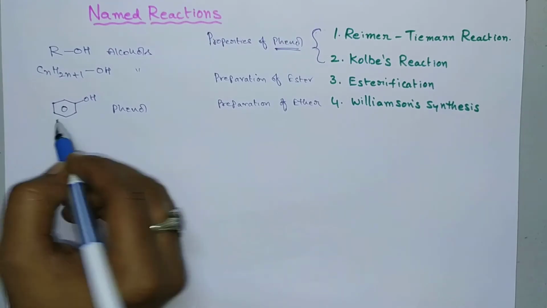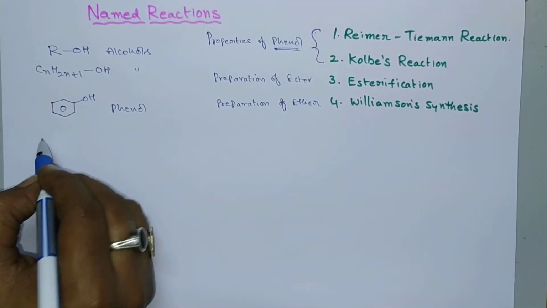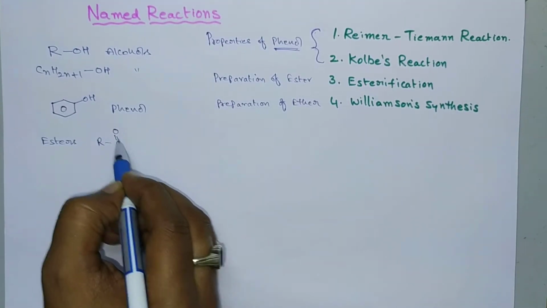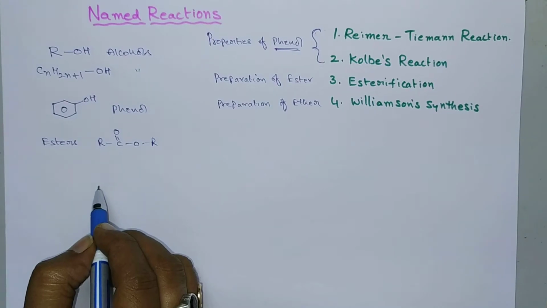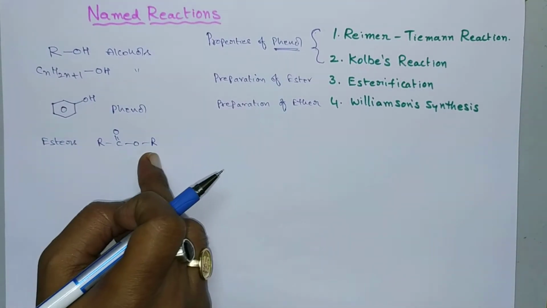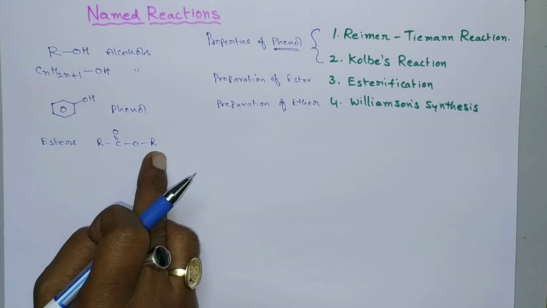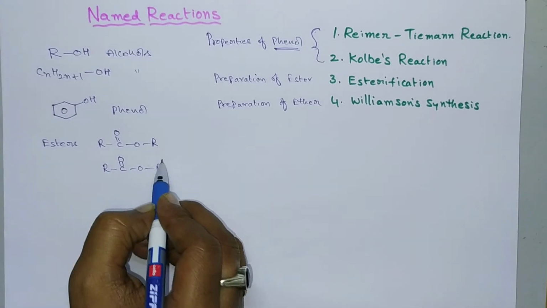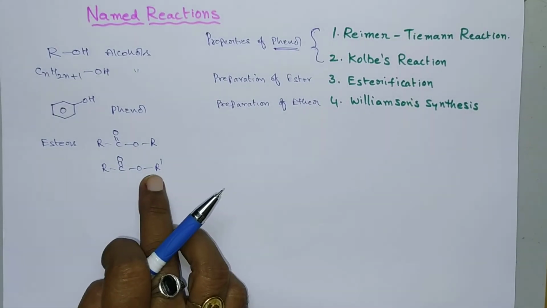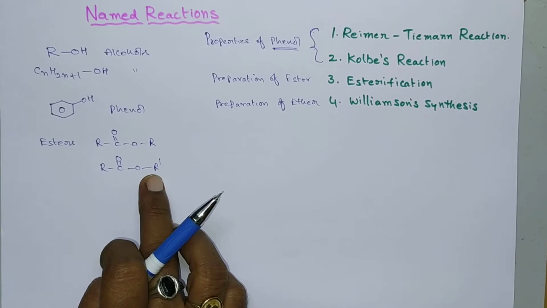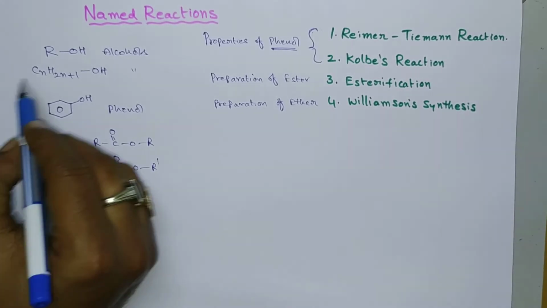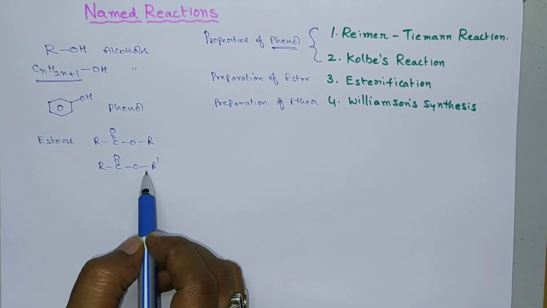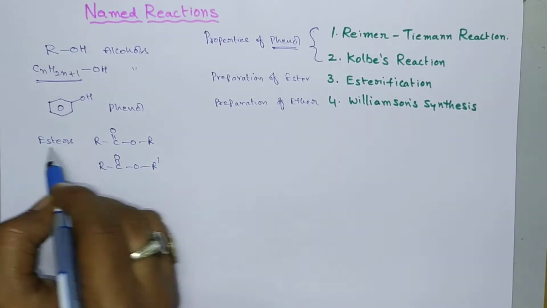Next, esters. What is the general formula of esters? Esters have the general formula RCOOR. This R may be similar or different. This alkyl group may be similar or different. If it is different, we can write it like this: RCOOR'. Here this alkyl group is different from this alkyl group. We can write any alkyl groups: methyl, ethyl, propyl, like this, putting n equal to 1, 2, 3 and so on in the alkyl group. These are the general formulas of esters.